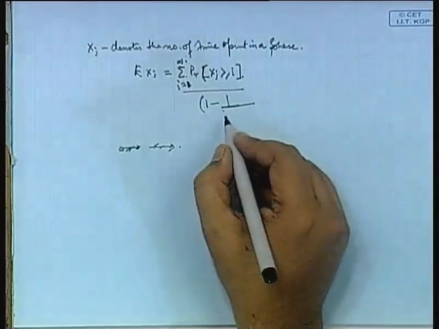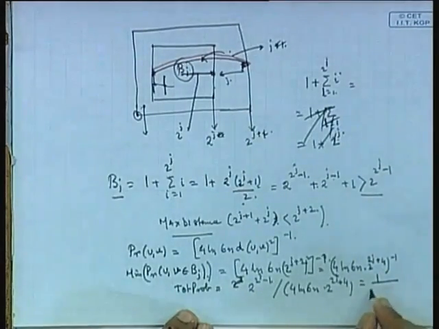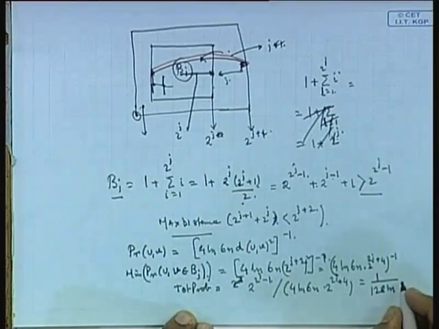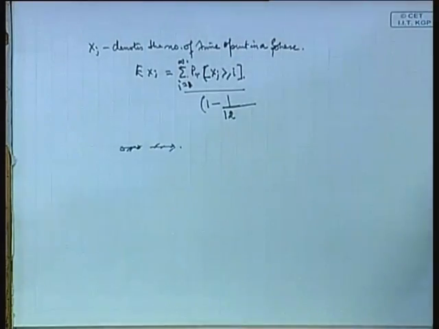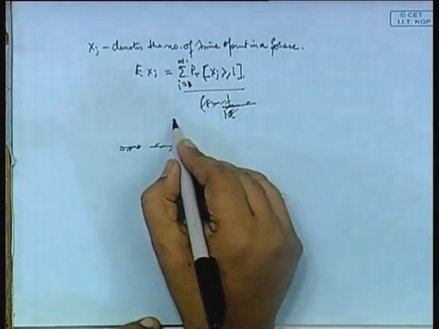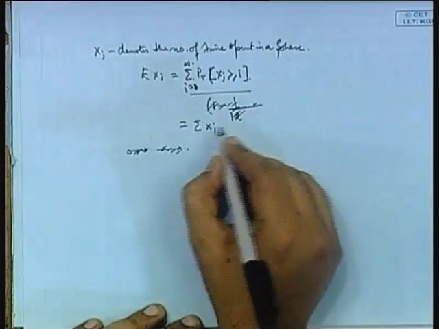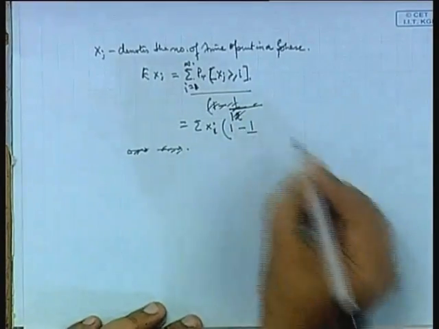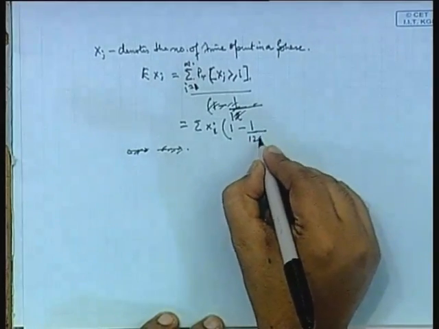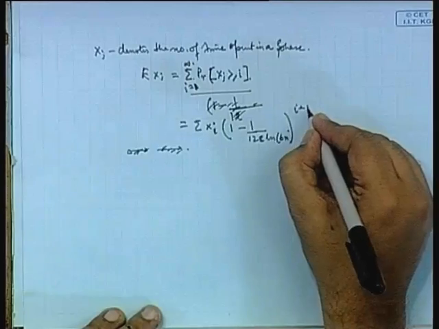Yeah. So what happens is that, okay, I did not do this, but this actually becomes... Okay, since you have told this, I write it like this: the summation of x_i into the probability, 1 minus 1 by 128 ln 6n, to the power i minus 1.